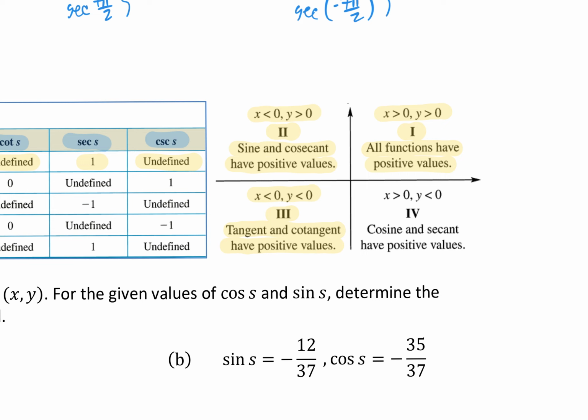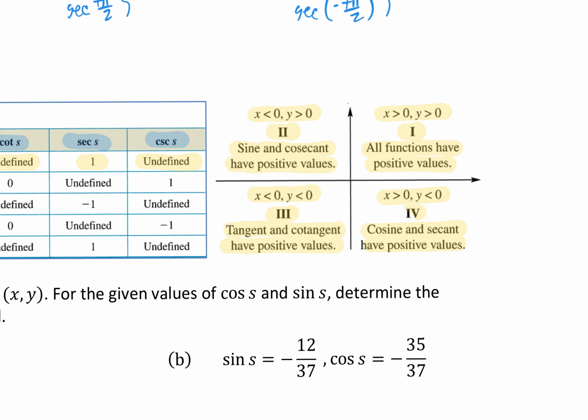And then in quadrant 4, x is going to be positive, but y is negative. So functions that only have x in them are going to be positive. That would be cosine, because it's x, and secant, because it's 1 over x. Those are the only positive ones. Everything else is going to be negative.